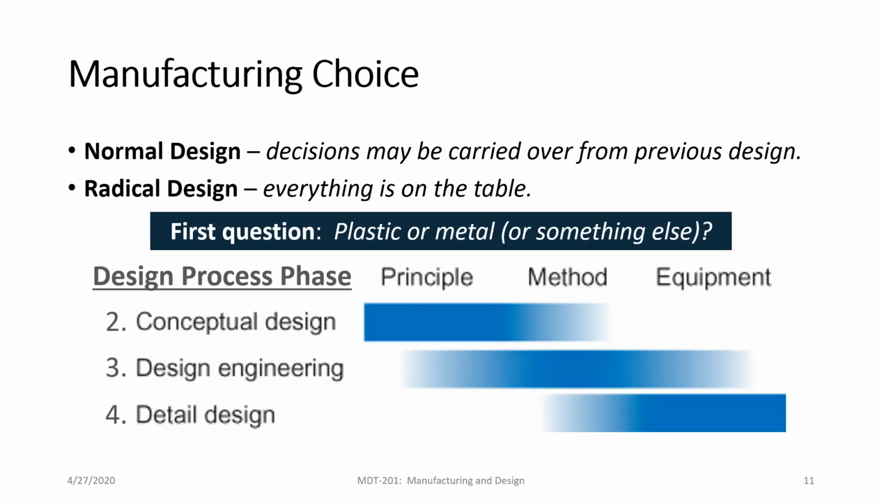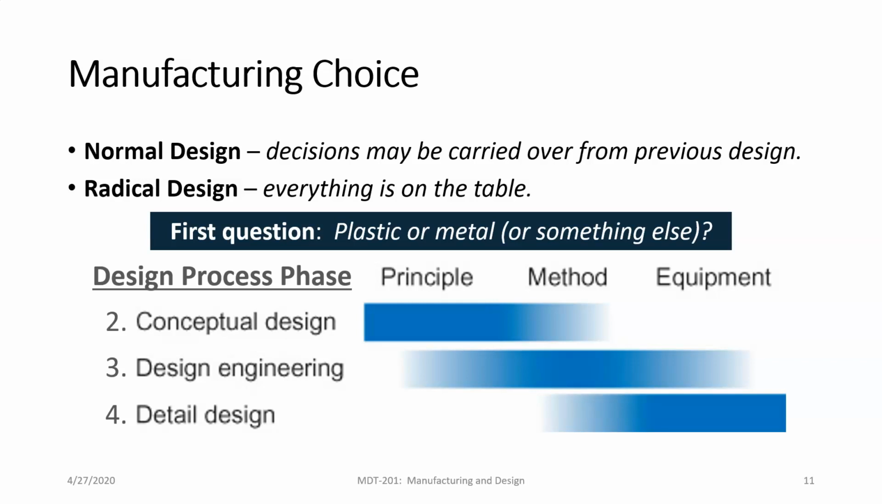We start up at the 30,000 foot level of principle. We come down a little bit lower to the method, and then we get down to ground level, and that's the actual equipment that we have on hand to produce the part. Where each of those manufacturing processes, or principles, I should say, comes into play with our design process now.